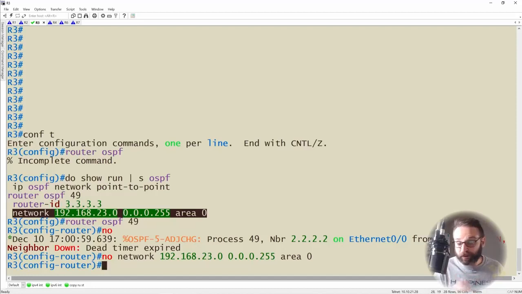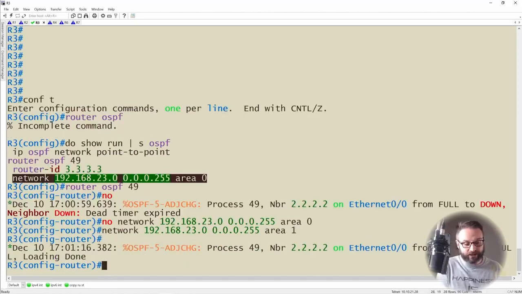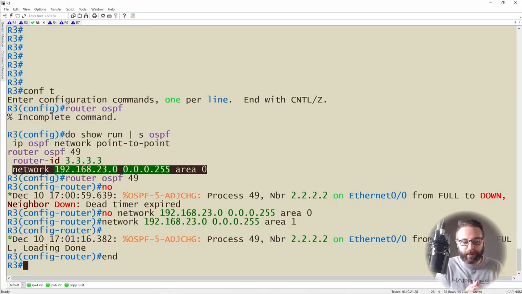Forty seconds must have passed because that was the default dead timer, right? I'll now paste in my network statement, but change the area to Area 1. And in just a second, there we go. The adjacency comes back to life.